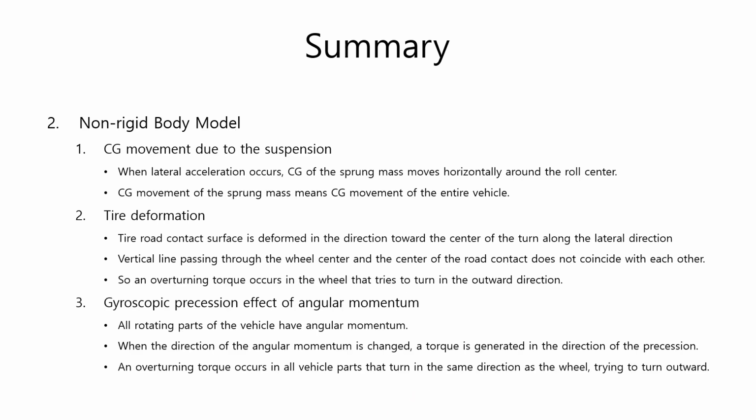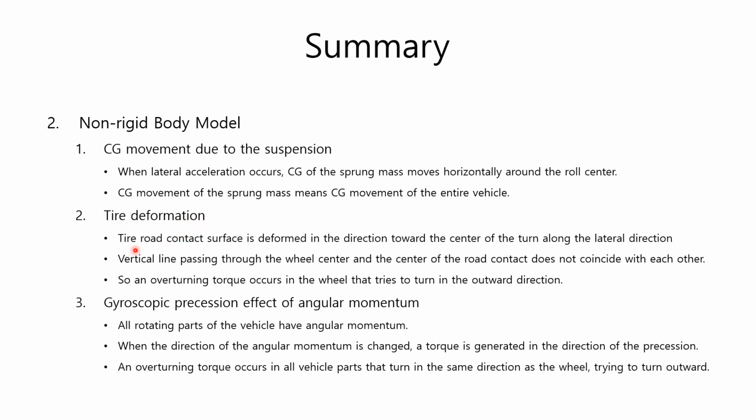The non-rigid body model considers the relative displacement between vehicle parts and the deformation of the parts. First, the center of gravity movement due to the suspension is considered. When lateral acceleration occurs, the center of gravity of the sprung mass moves horizontally around the roll center, and the center of gravity movement of the sprung mass at this time means the center of gravity movement of the entire vehicle. In addition, tire deformation is considered.